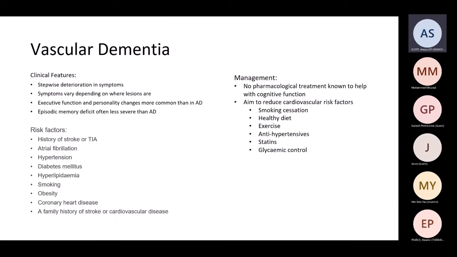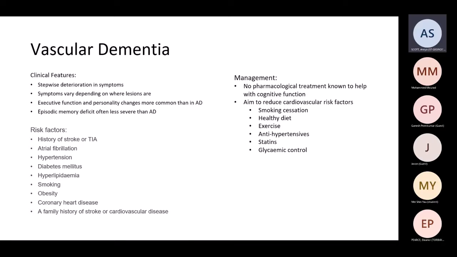So yeah, clinical features: you get this stepwise deterioration. Symptoms will vary depending on where these lesions are. And you get personality changes a bit more commonly than in Alzheimer's, and your episodic memory is often a bit less severe than in Alzheimer's. The important risk factors to look out for are the cardiovascular ones, so history of stroke or TIA, AF, hypertension, diabetes, hyperlipidemia, smoking, obesity, coronary heart disease, history of stroke or cardiovascular disease as well.